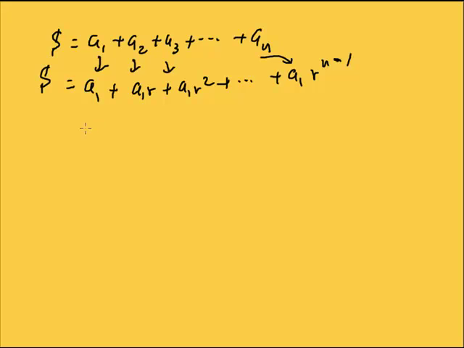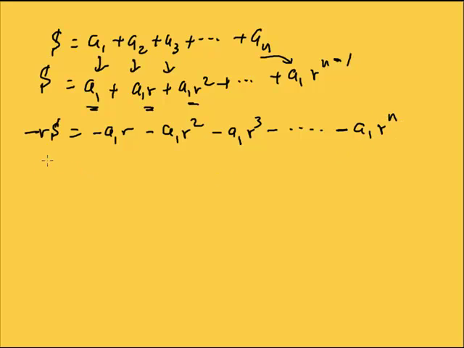So what I'm going to do is multiply everything by negative r. When I multiply this side by negative r, I'm going to multiply this by negative r also. So negative a sub 1 r, then negative a sub 1 r squared, and then negative a sub 1 r cubed. And then dot dot dot, and the last one is going to be negative a sub 1 r to the n.